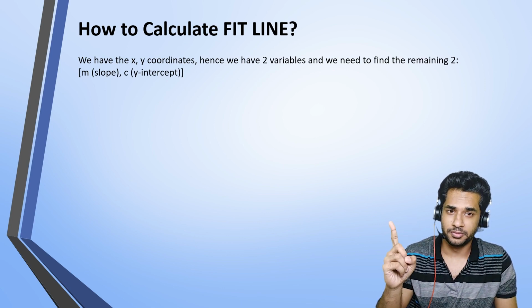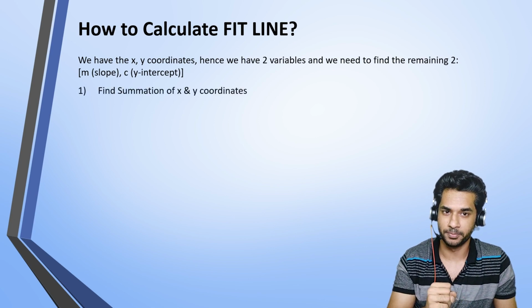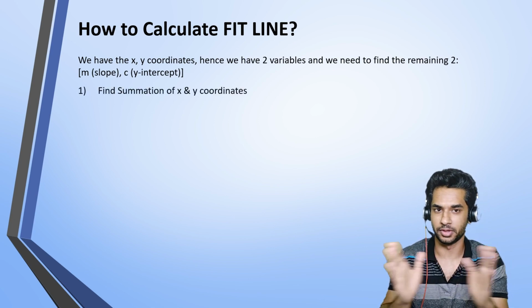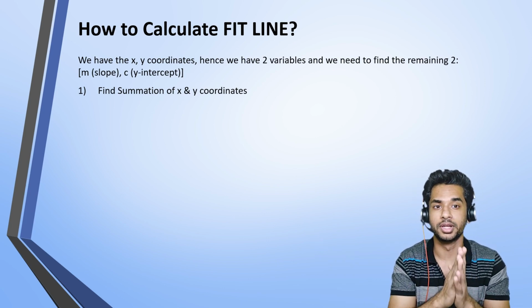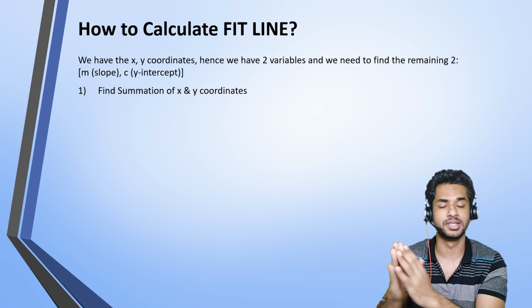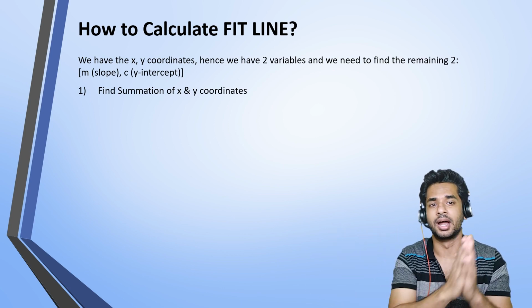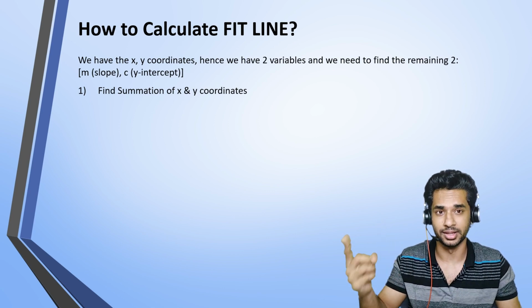So the first step that we need to do is find the summation of the x and y coordinates. So we have a list of x coordinates and a list of y coordinates. What do we need to do? We need to actually find the sum. That means sum the x coordinates and sum the y coordinates. That's the first step.